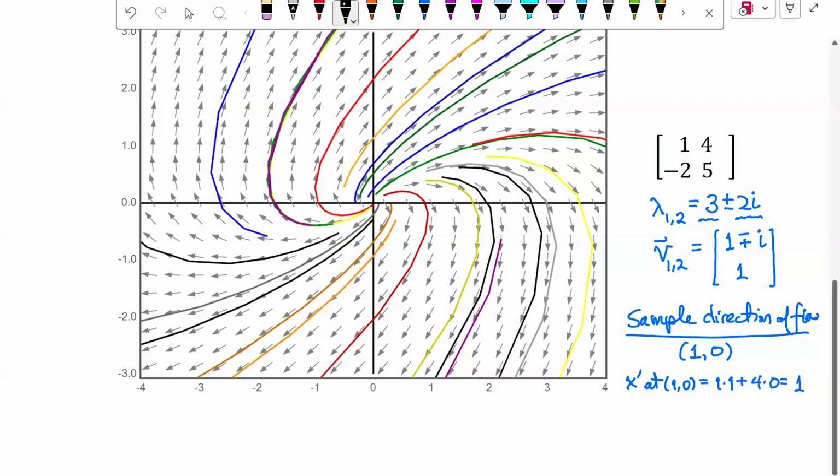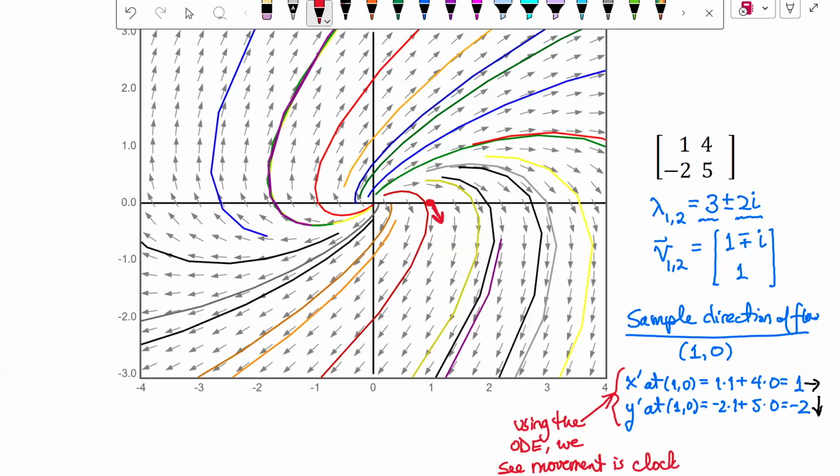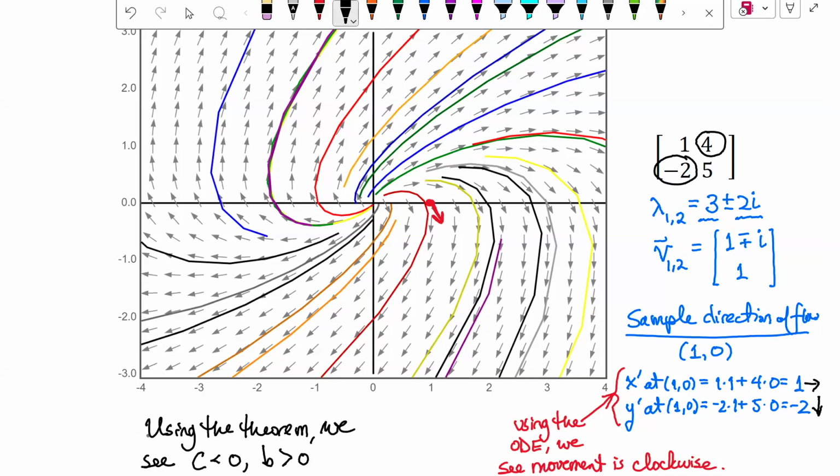How do we determine the direction of rotation? We know that there are a couple of ways. We can use the ODE directly to plot sample trajectories. For example, let's look at the point (1, 0), and we see that when we plug the point (1, 0) into our ODE, the movement at that point is going to be to the right and down. In other words, the movement is clockwise. Alternately, we can use the theorem we discussed, and we see that entry C is negative and entry B is positive, indicating that the rotation is going to be clockwise.